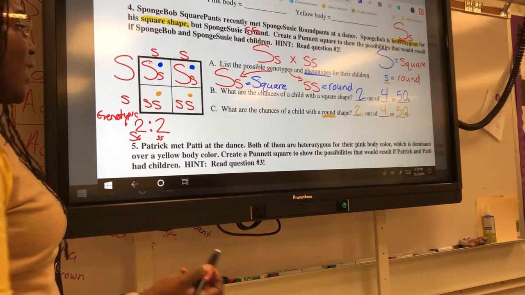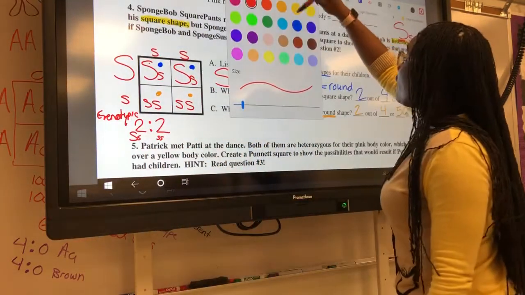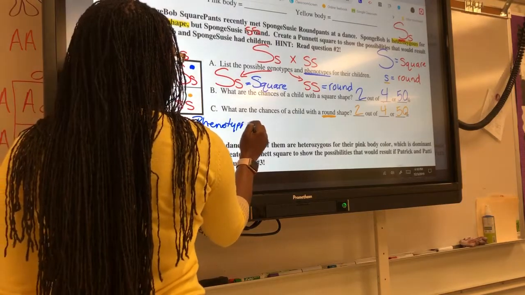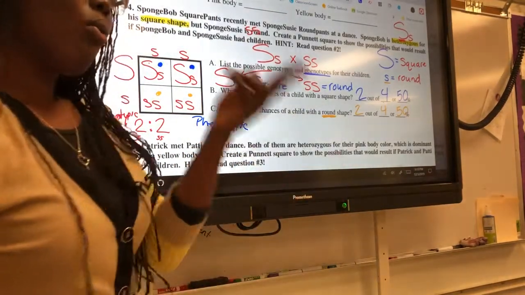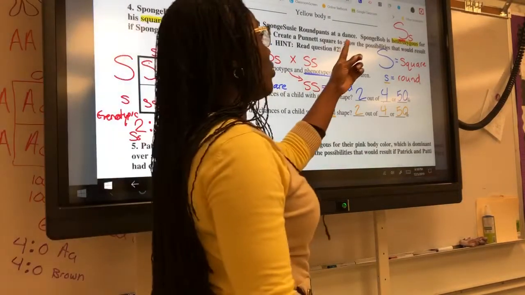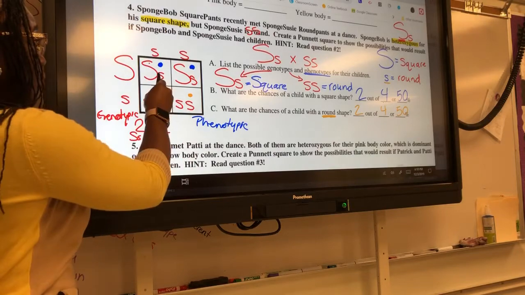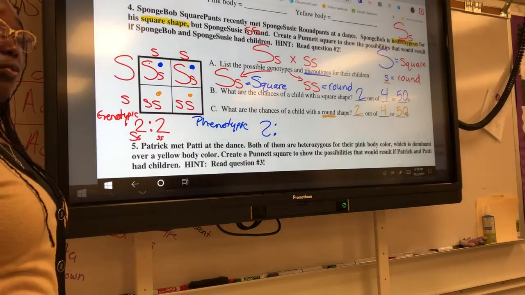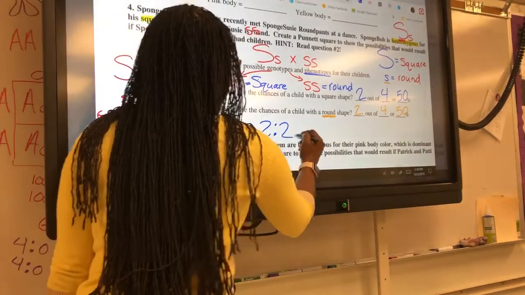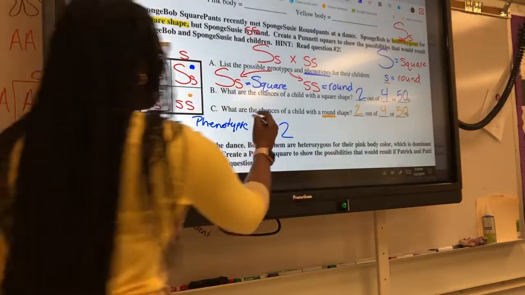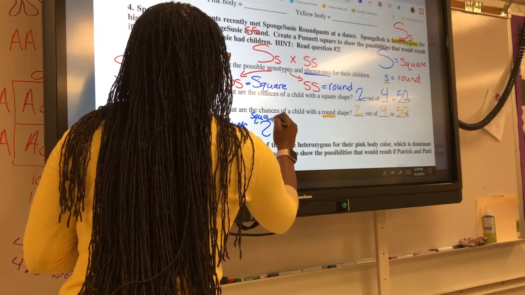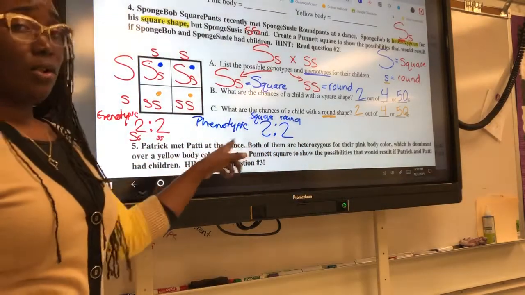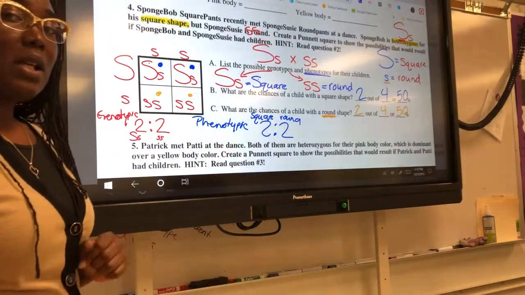Okay? Then if it asks you for, let's change the color, because we're talking about phenotype now. If it ever asks you for the phenotypic ratio, you do the same thing, but you're counting what we see with our eyes. So how many will be square? Let's count. One, two. How many will be round? One, two. So is the ratio the same with the genotype and the phenotype? Yes, it's a two to two. But will it always be that way? No.